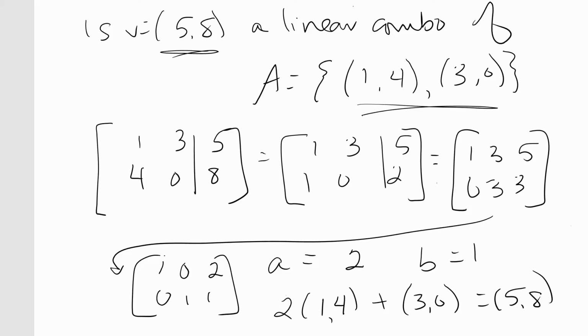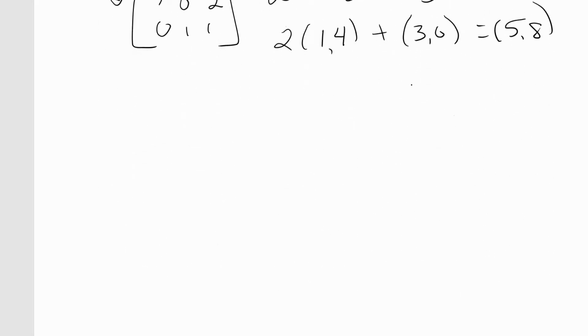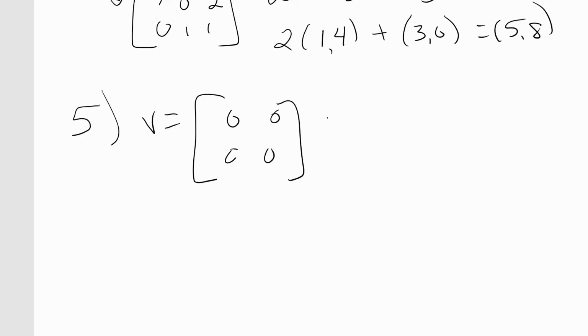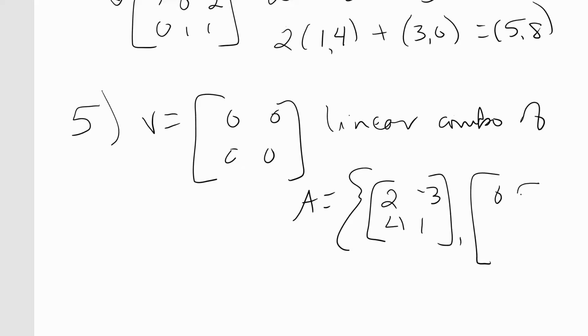All right, so we need to know that. Let me go over another one. People tend to get this one wrong a lot. So number 5 in the notes. Can I write V, which is the matrix 0, 0, 0, 0, as a linear combination of set A, which contains the 2 by 2 matrices 2, negative 3 over 4, 1, and 0, 5 over 1, negative 2?